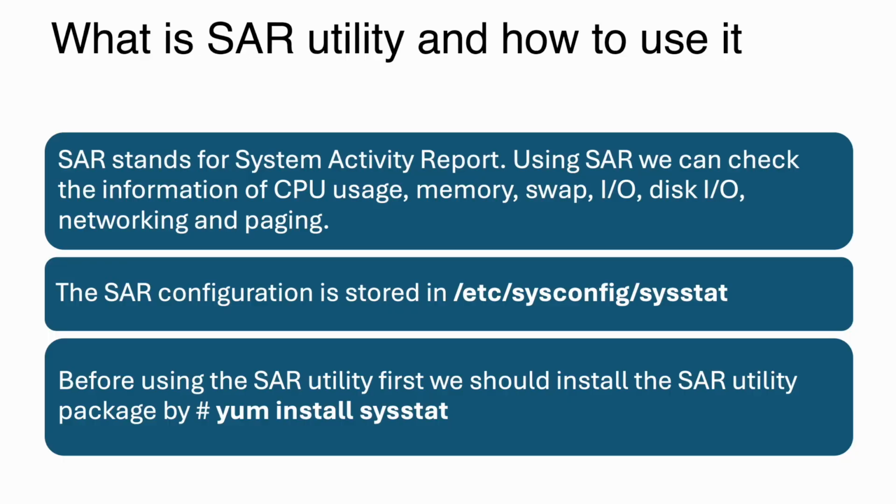What is the SAR utility and how to use it? SAR stands for System Activity Report. Using SAR, we can check information on CPU usage, memory, swap, input-output, disk input-output, networking and paging. The SAR configuration is stored in /etc/sysconfig/sysstat. Before using the SAR utility, first we should install the SAR utility package by yum install sysstat.